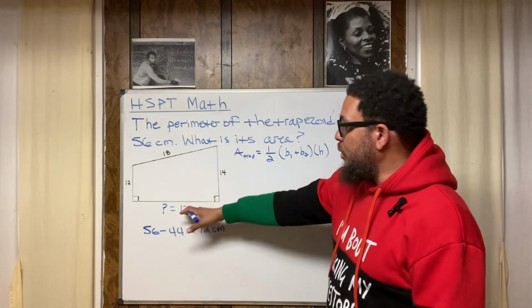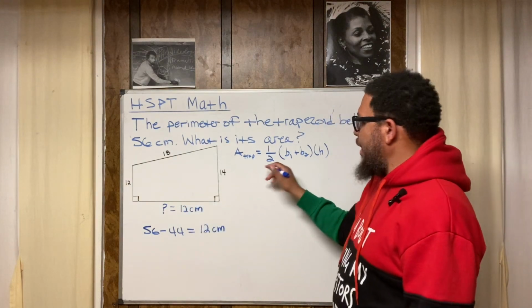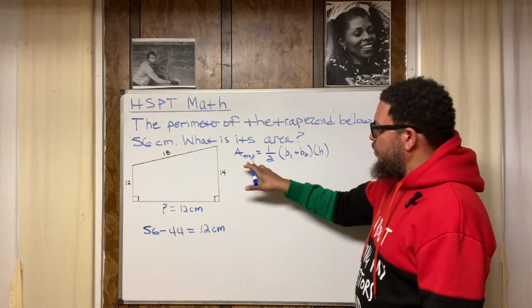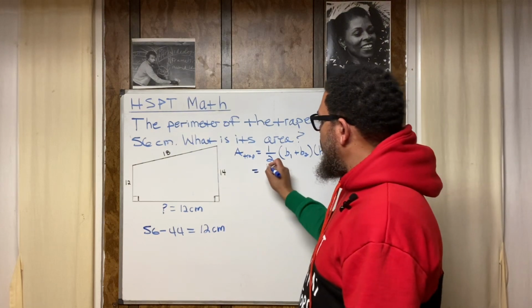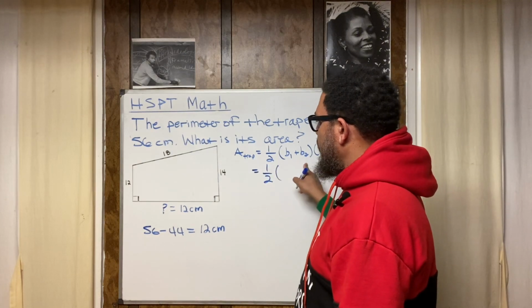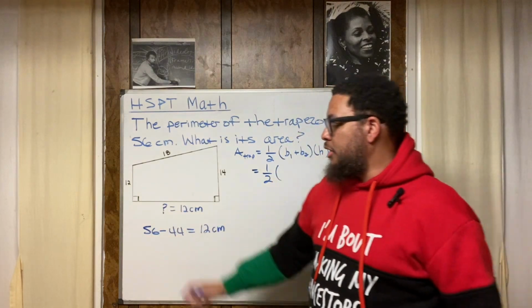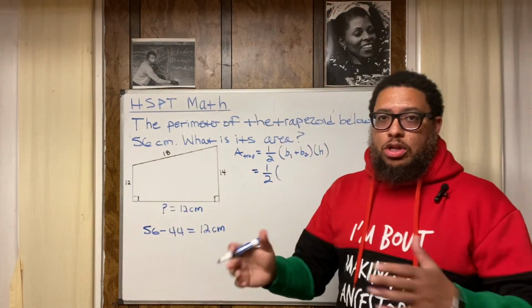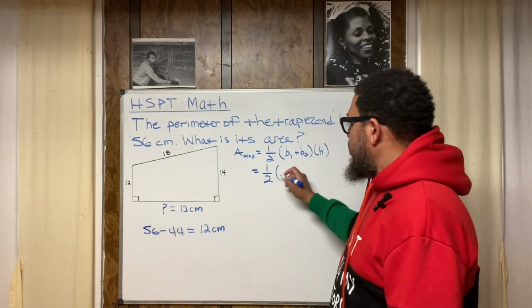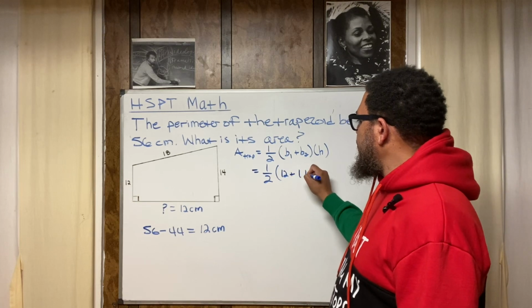All right, so now we know what the height is. Now I'm going to come back here to my formula for the area of a trapezoid, and I'm going to have 1/2. What's B1? Does it matter which one of these is B1? No, it doesn't matter. This could be B1, that could be B1, just as long as you have both of them and you add them together. So we're going to have 12 plus 14.